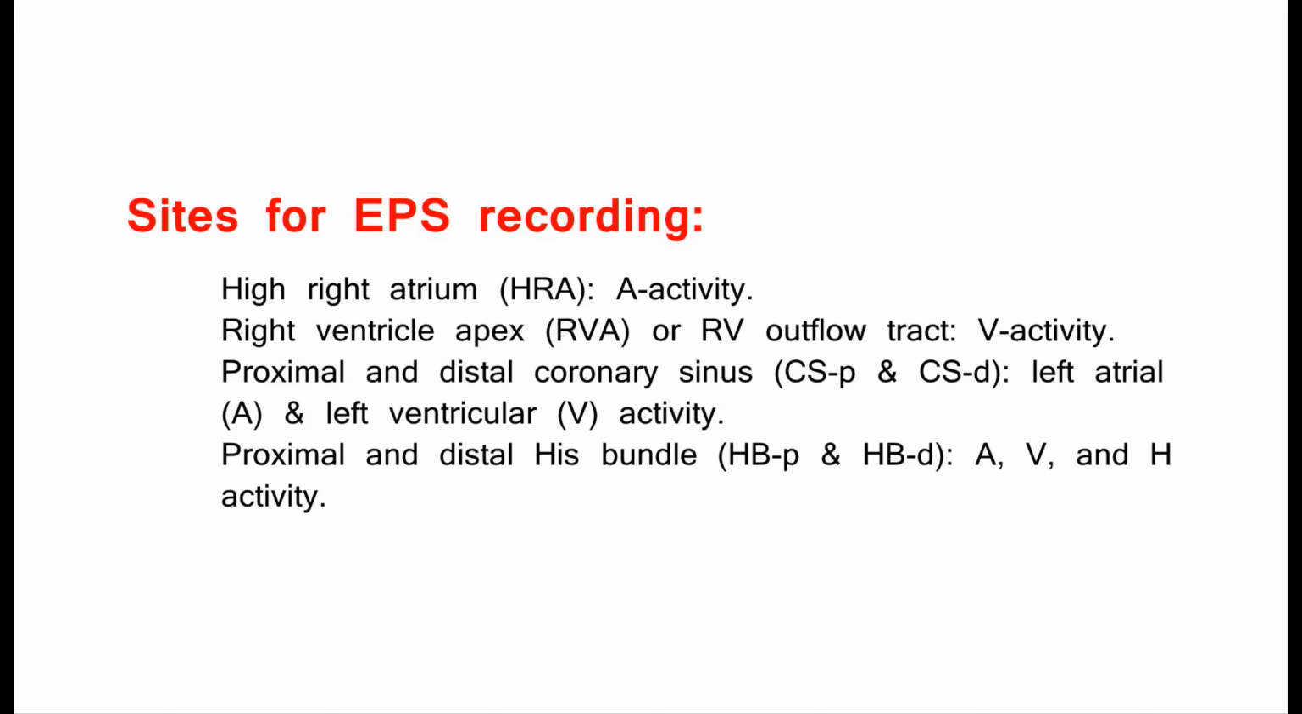Sites for EPS recording: high right atrium, HRA, A activity; right ventricle apex, RVA, or RV outflow tract, V activity; proximal and distal coronary sinus, CSP and CSD, left atrial, A, and left ventricular, V, activity; proximal and distal His bundle, HBP and HBD, A, V, and H activity.